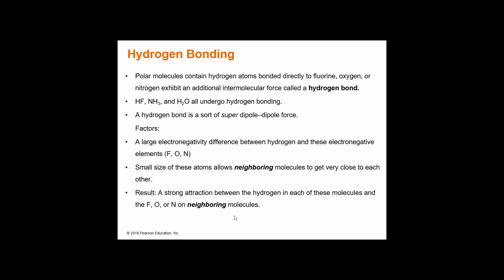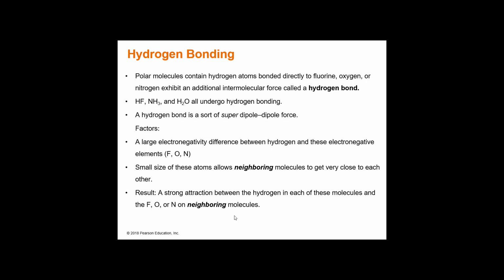So polar molecules contain hydrogen atoms bonded to fluorine, oxygen, and nitrogen. Here are the specific conditions. A hydrogen has to be bonded to a fluorine, an oxygen, or a nitrogen, but there's more to it. It's not just that. So it exhibits an additional intermolecular force called hydrogen bonding. This is kind of a super dipole-dipole force. I'm going to repeat it: it has to be bonded to fluorine, oxygen, or nitrogen.